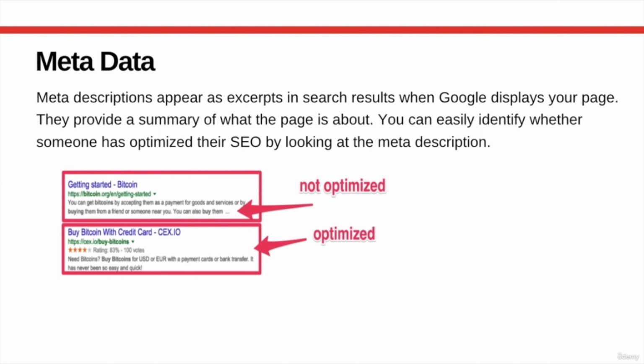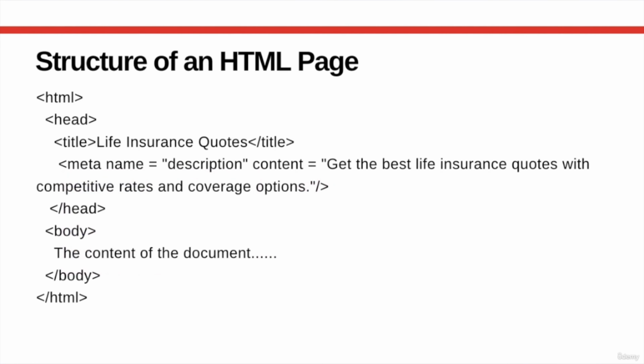Next, metadata. Meta descriptions appear as excerpts in search results when Google displays your page. They provide a summary of what the page is about. You can easily identify whether someone has optimized their SEO by looking at the meta description. A page's title may be a few words or a phrase, whereas a page's description meta tag might be a sentence or two or even a short paragraph. Like the title tag, the description meta tag is placed within the head element of your HTML document. It should be a sentence or two describing the page.